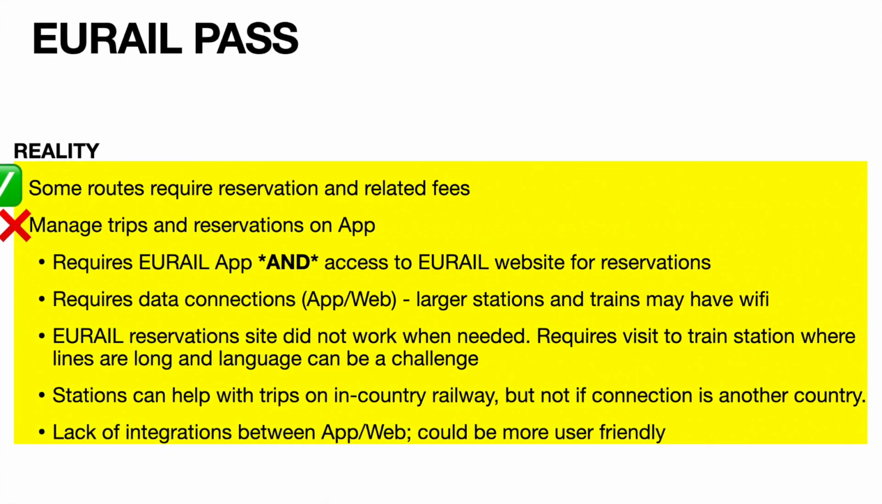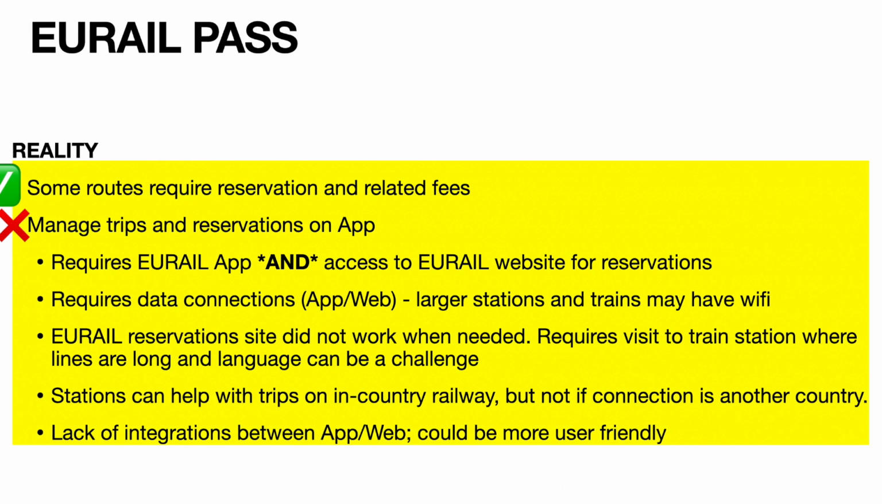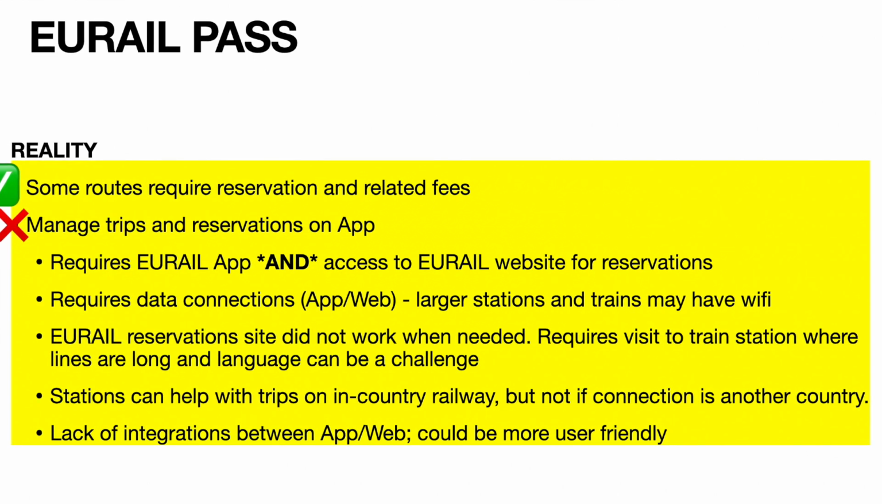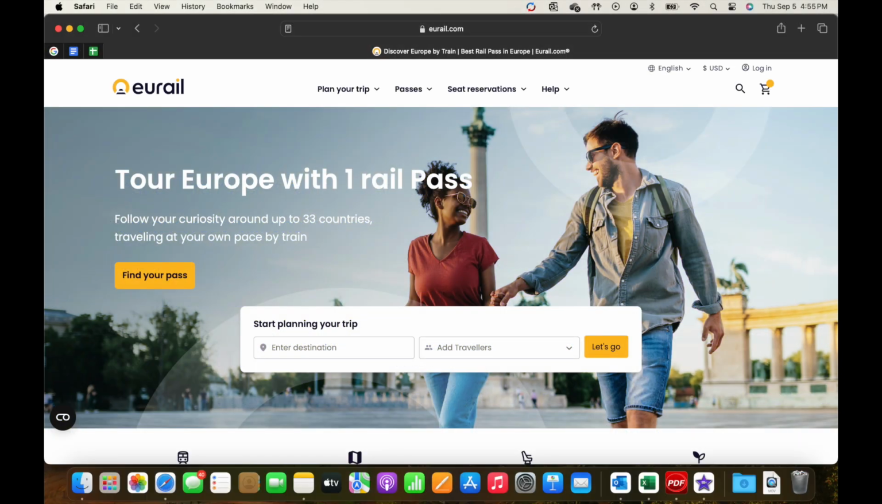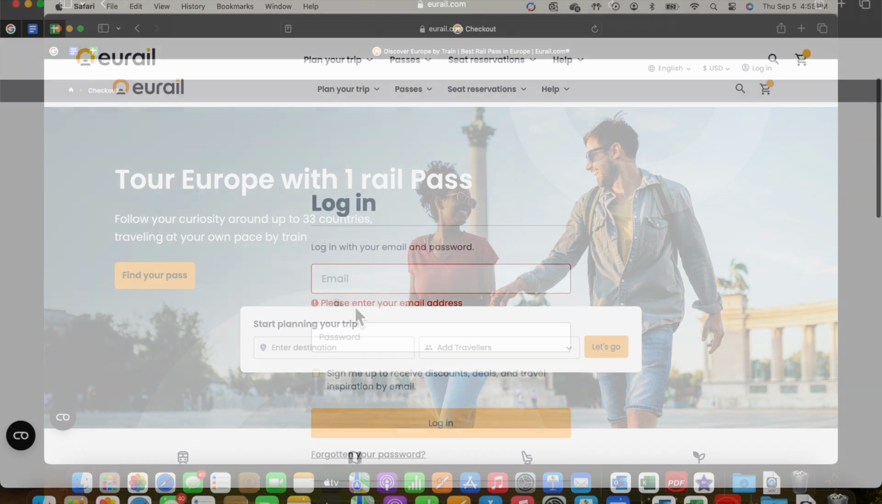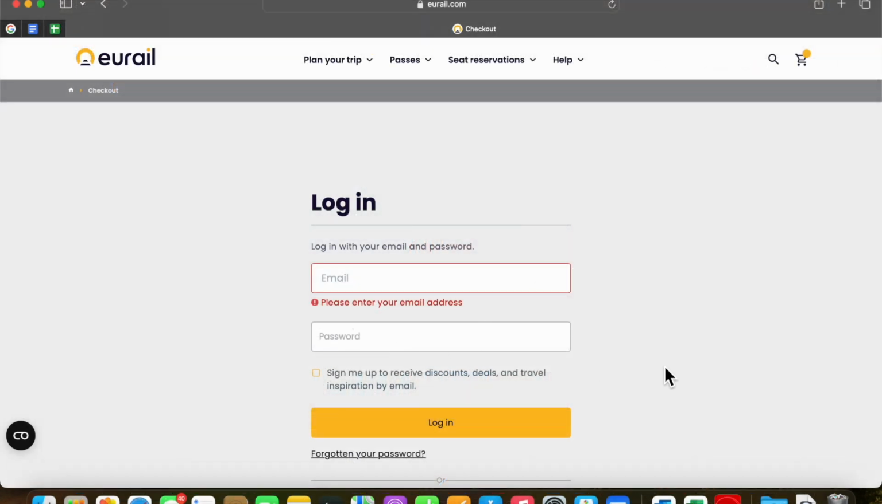Let's begin by going over to the Eurail site, setting up an account, and looking at how we can purchase a ticket. Here we are at the Eurail site, and we'll click on the login button on the top right. That will take us to the login page, where if you don't have an account, you can set one up.